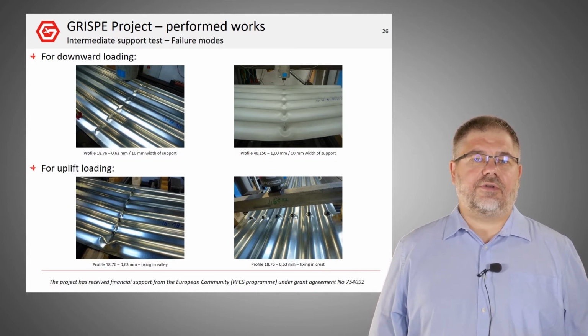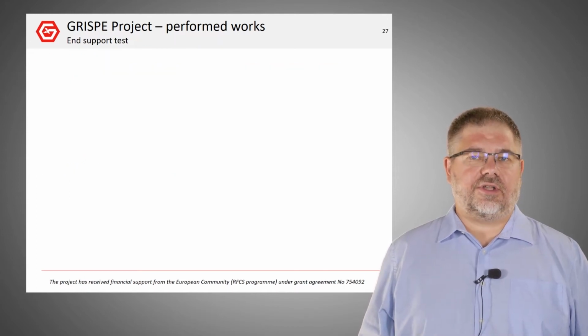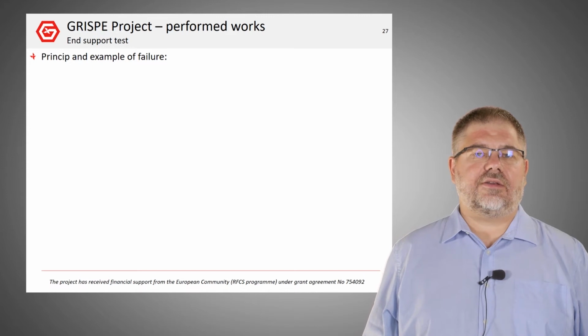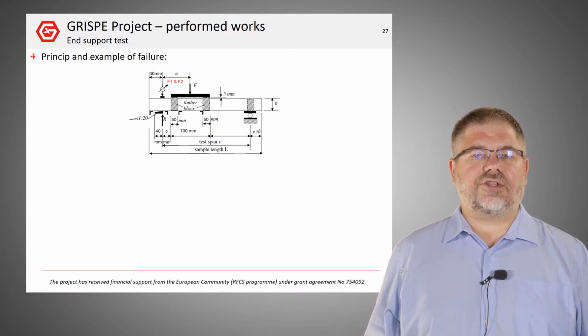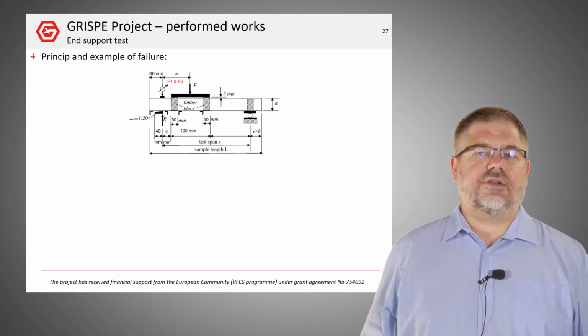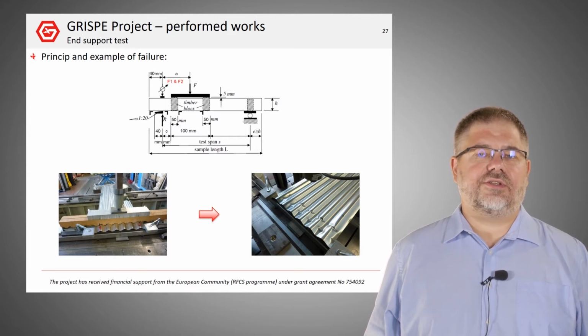The next type of test is the end support test, used to determine the end support resistance of a steel sheet. It consists of applying a large line load on the steel sheet put in one head on an inclined support. The length of the cantilevered part of the steel sheet on the left end corresponds to the width of the end support to simulate.